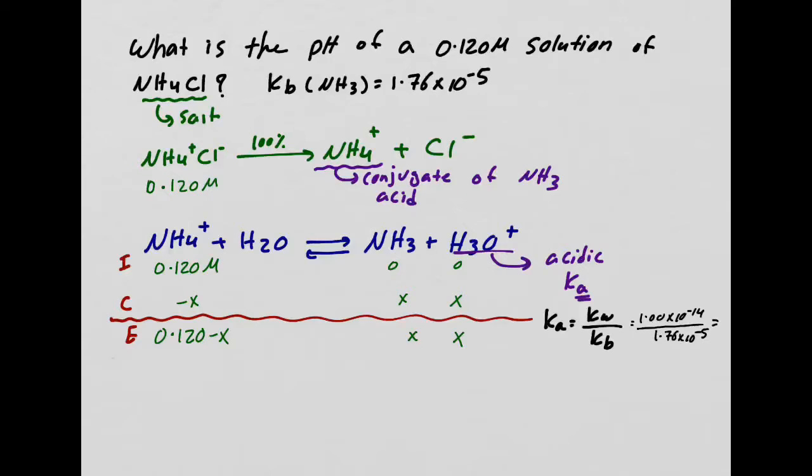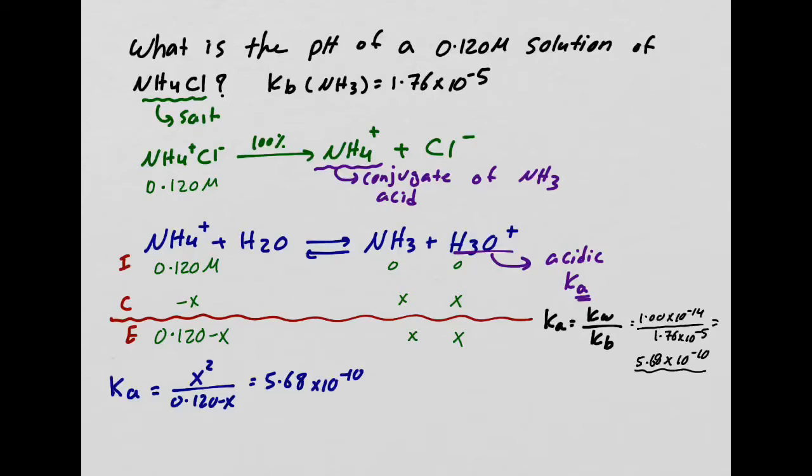So when I do that, what I end up getting for Ka is 5.68 times 10 to the minus 10. You guys are good so far? Okay, beautiful. So then I'm going to come over here. I have an equilibrium equation, and I have a Ka. The Ka is going to be products over reactants. You notice by now, it will be x times x, which is x squared, over 0.120 minus x, equals my Ka, which is 5.68 times 10 to the minus 10.